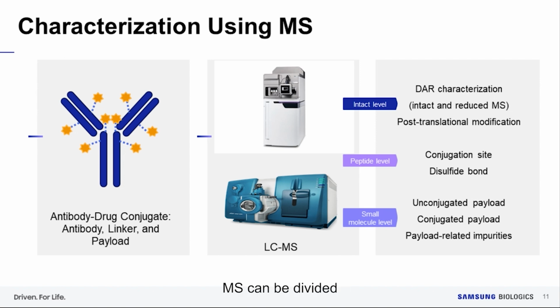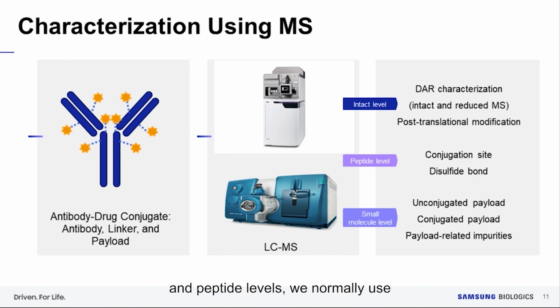Characterization using mass can be divided into 3 levels as follows. At the intact level, DAR and post-translational modification can be confirmed. And at the peptide level, conjugation site and disulfide bonds can be confirmed. And for the small molecule level corresponding to the payload, we can qualitatively and quantitatively analyze the payload and payload-related impurities with our QTRAP 6500 model from SCIEX.